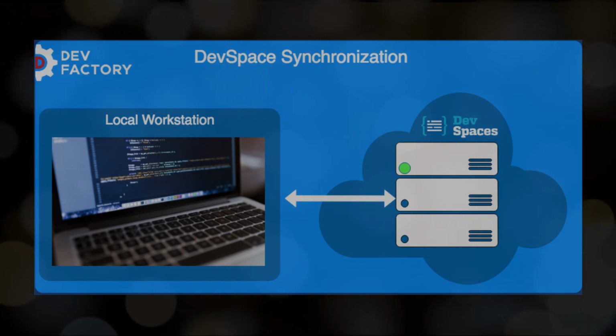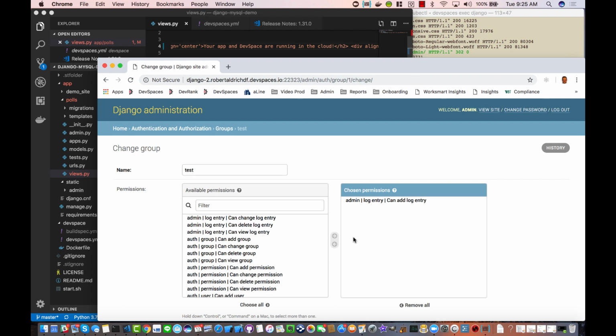It's simple and fast. So in less than 5 minutes, we were able to set up the infrastructure, run, and test a complete Python Django web application with a MySQL database from scratch.